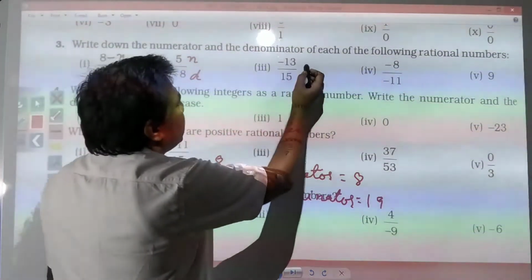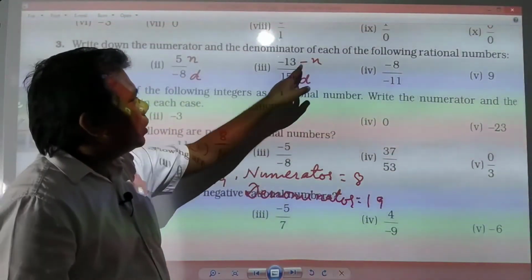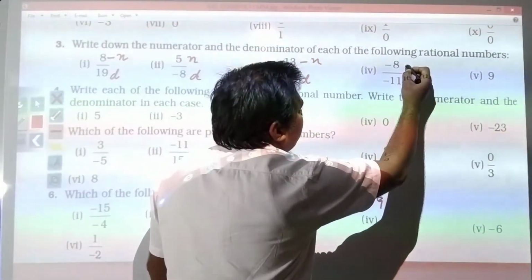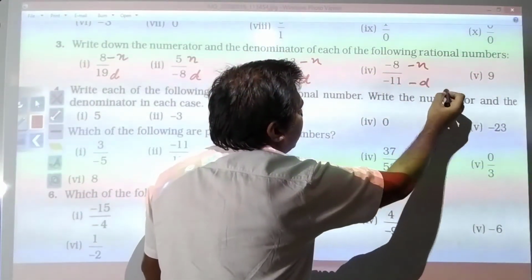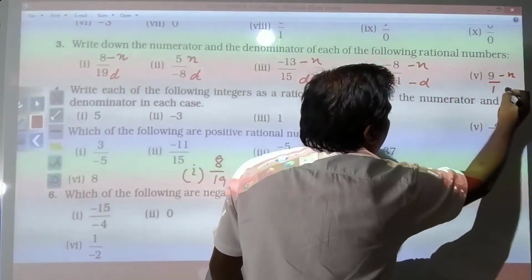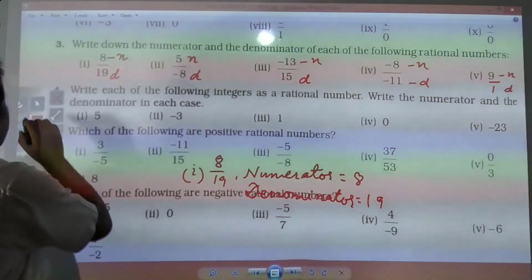Here you see minus 13, this is numerator, this is denominator. So you will write numerator is equal to minus 13. Here you have numerator and denominator is 1. So that's it. Next question you see.